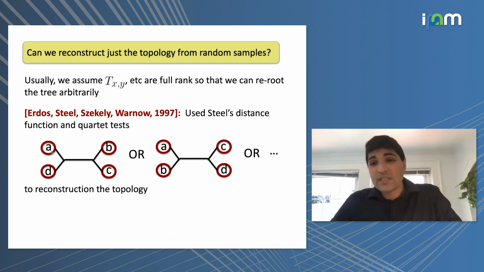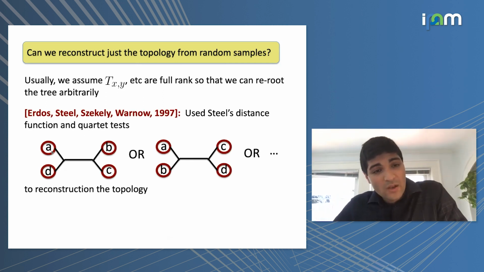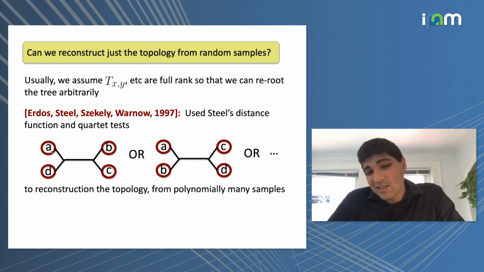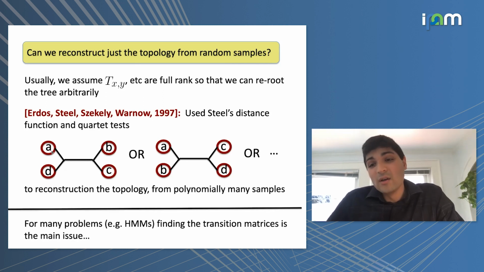So in any case, what I was sketching out was this algorithm of Erdos et al., which uses Steele's distance function, the fact that it's a distance function, along with quartet tests, to be able to piece together for any 4 nodes what is the induced topology, from which it's not hard to see that you can reconstruct the entire topology.